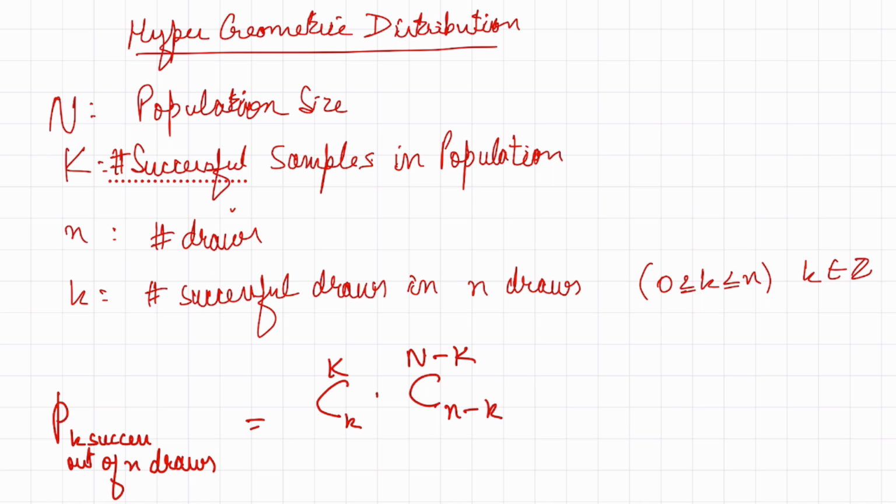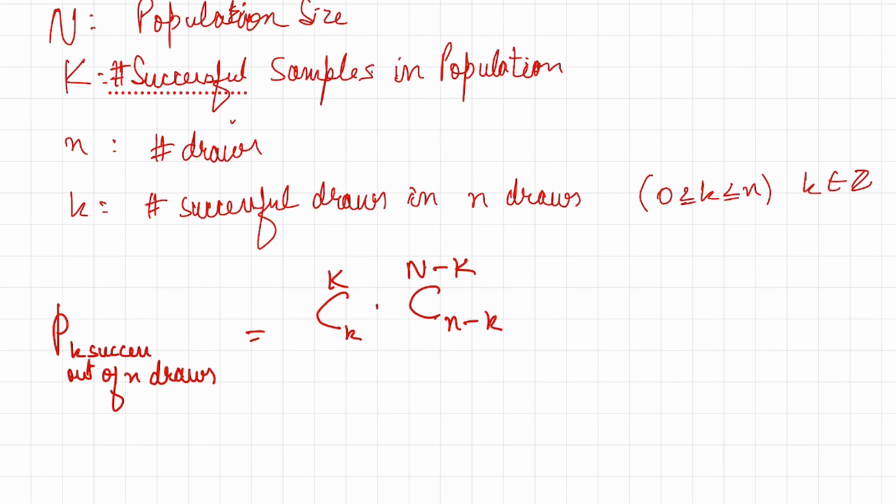Now these are all the possible ways in which you can compute n draws with k successes in this setup. But this is not a probability. This is all possible ways. To compute a probability, we need to divide by all possible ways in which you can take n draws out of this population of size capital N. So we divide it by capital N choose n.